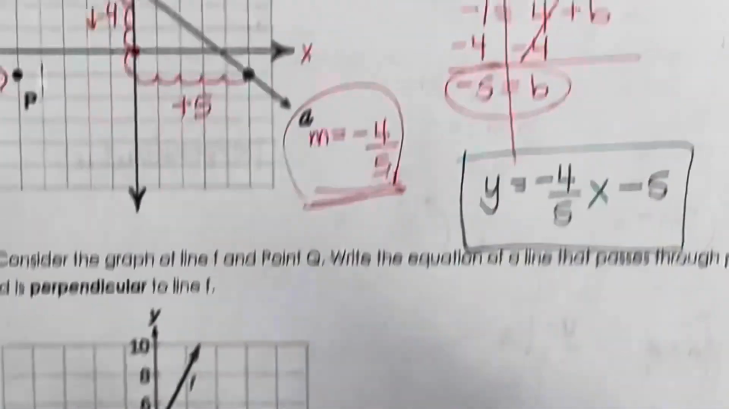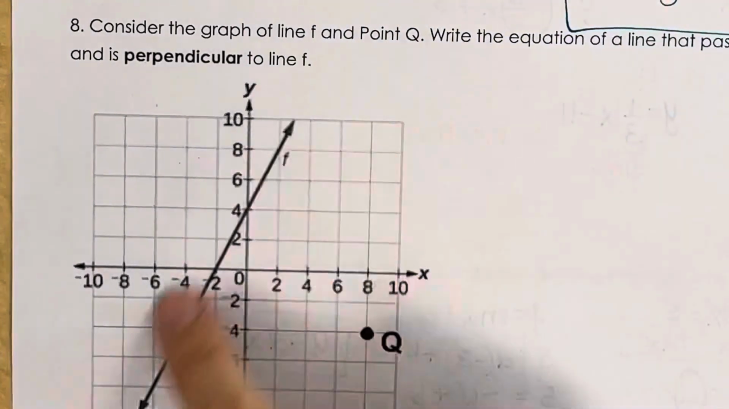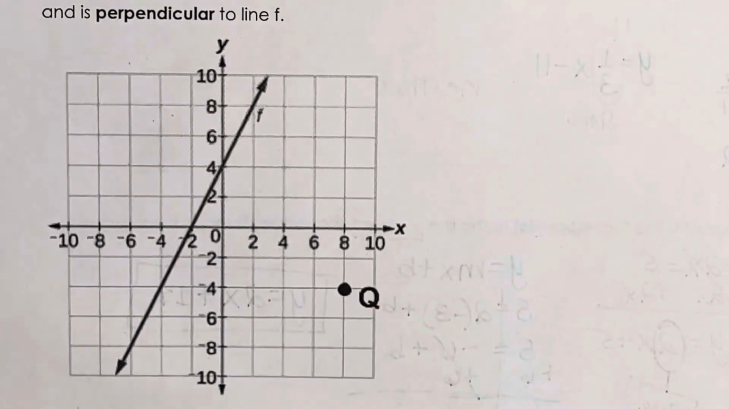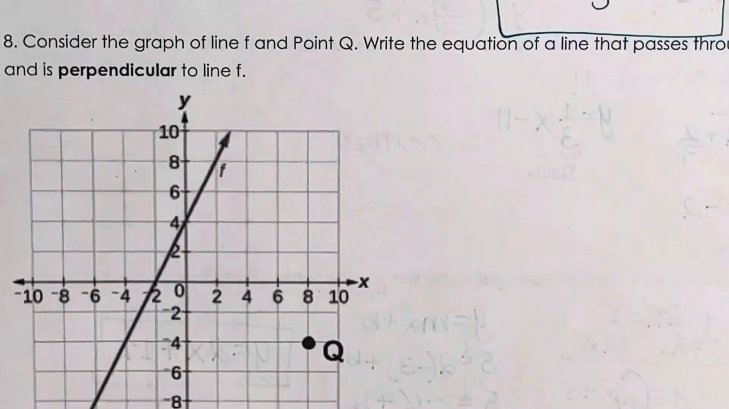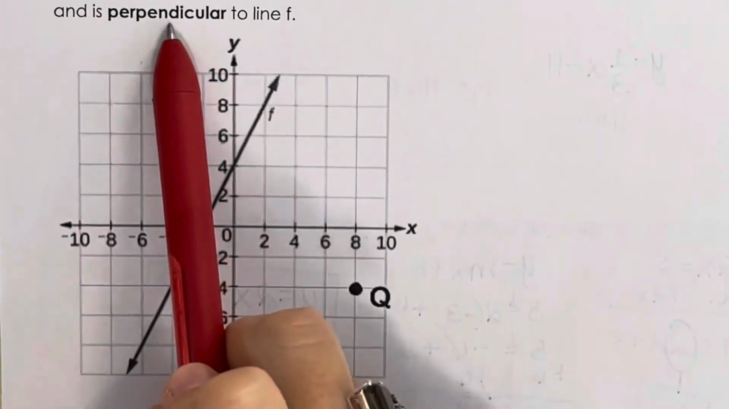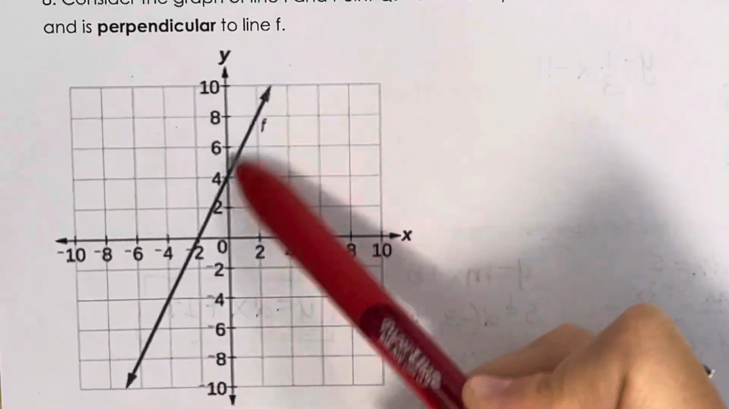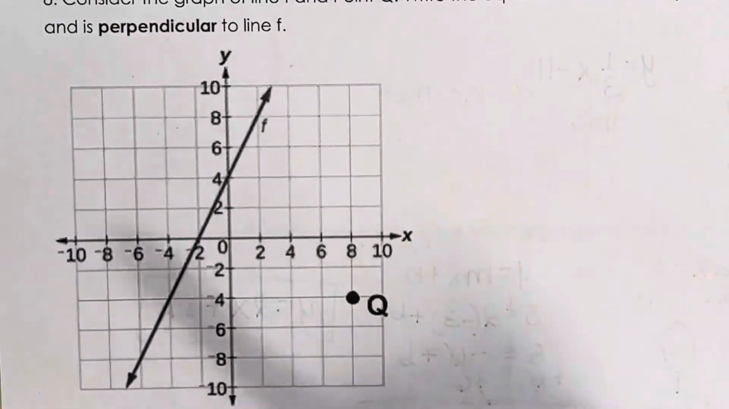Okay, last one, almost the same, but it says consider the graph of line F right here and point Q over here. Write the equation of a line that passes through point Q and is perpendicular to line F. So first thing I need to do is write the slope of this line. Now, I go from left to right.